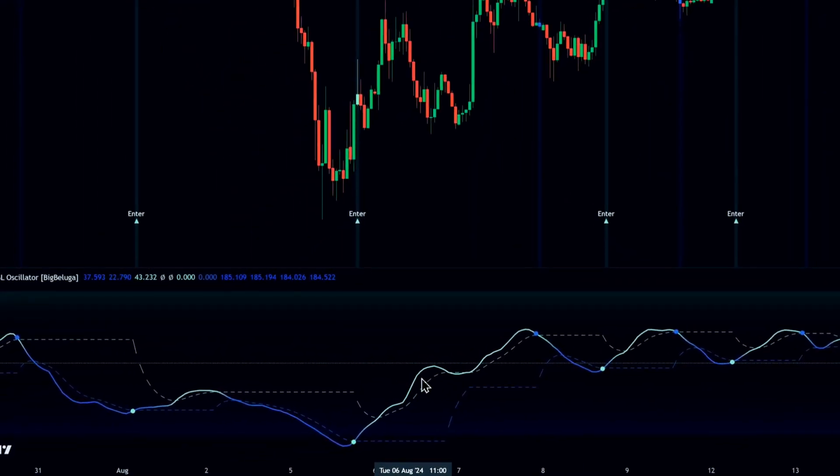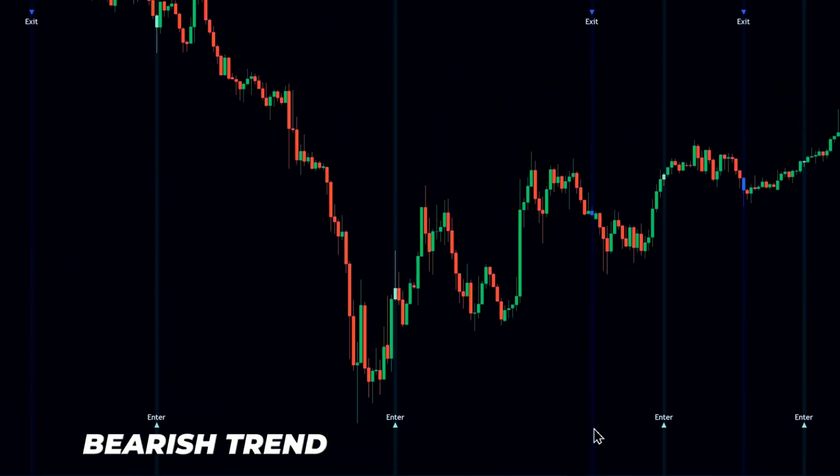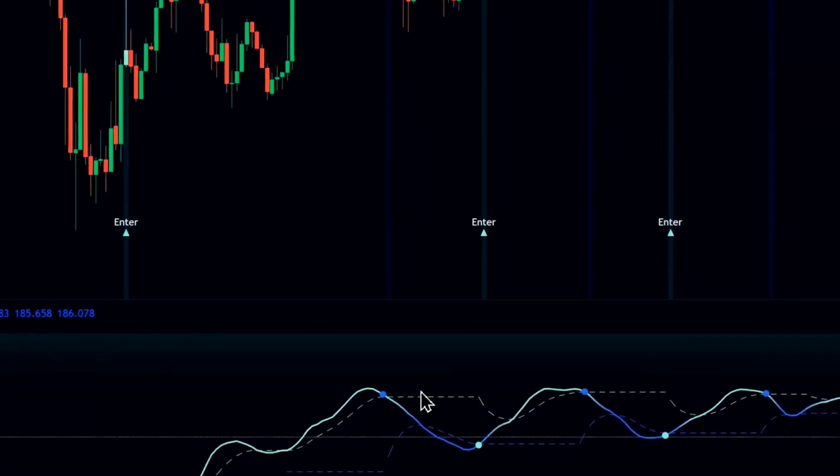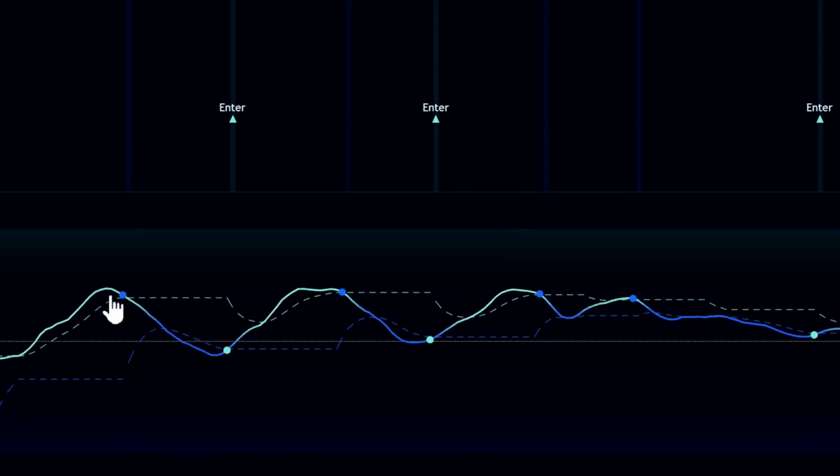But this indicator also functions as a trend and momentum analysis tool. To identify trends, check the oscillator's position relative to the DSL lines. If above the upper DSL, it indicates a bullish trend. If below the lower DSL, it's bearish. The distance between lines shows trend strength. For momentum analysis, rapid movement toward extreme levels signals strong momentum, either bullish or bearish. Oscillator convergence with DSL lines suggests weakening momentum, indicating areas to avoid trading.